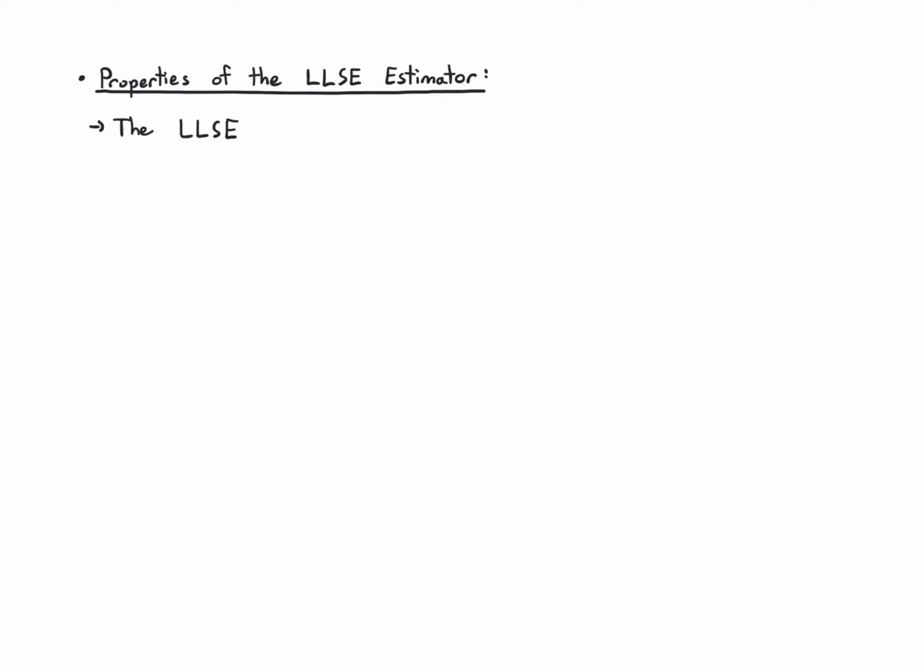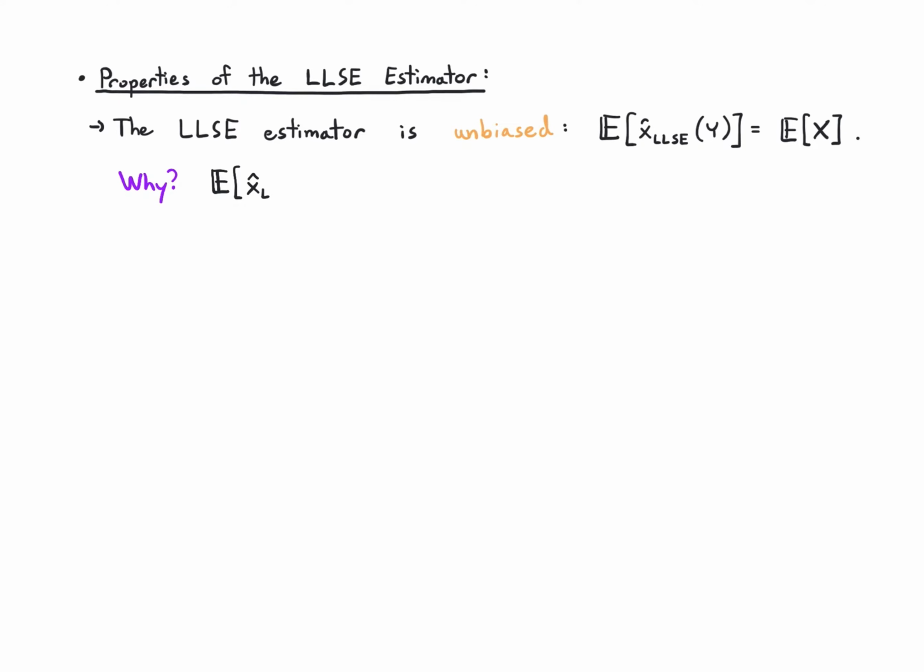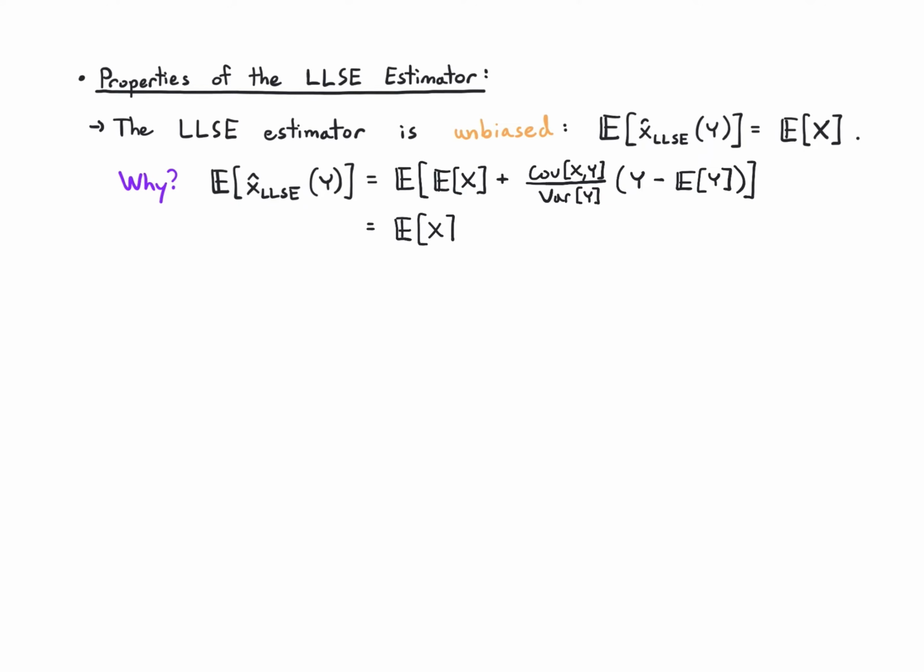We won't really need these, but the first is that the estimator is unbiased. If you take its average, you'll get the mean of x. Why is that true? By linearity of expectation, if you open up this estimator and take its average, you have the mean of x plus some factor times y minus its mean. If you push this expectation inside by linearity of expectation, you'll get mean of y minus mean of y here, and those will cancel out. You'll just be left with the mean of x.